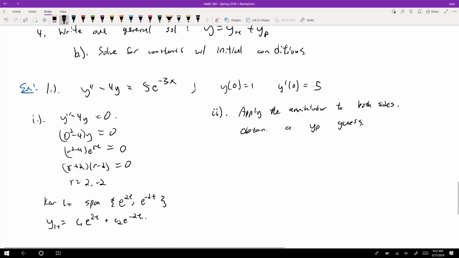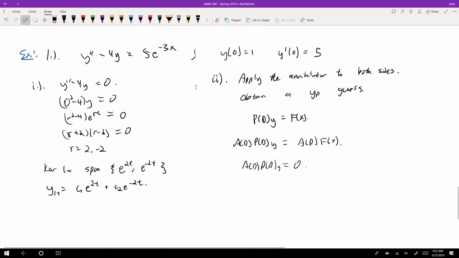Because this is what happens. We have the equation P(D) of y is equal to f of x. So if I find the correct annihilator for f of x and I multiply both sides by the annihilator, I have A(D) P(D) y is equal to A(D) applied to f of x. But what does the annihilator do to f of x? It zeroes it. That's the entire point of the annihilator, to zero out the right-hand side. So this is going to be A(D) P(D) y is equal to 0.